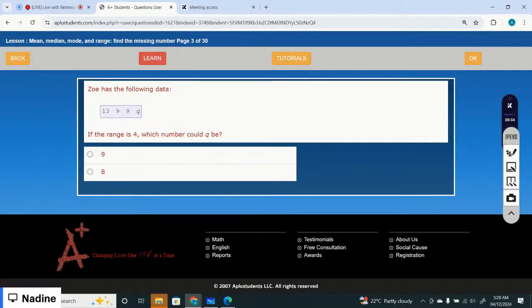Zoe has the following data. If the range is 4, what number could Q be? The range is 4, right? 13 minus 9 is 4. So the Q must be 9. Because if Q is 8, then the range is not 4. The range is the greatest minus the smallest number, right? So then 8 is the smallest number. 13 minus 8 is not 4. Got it?